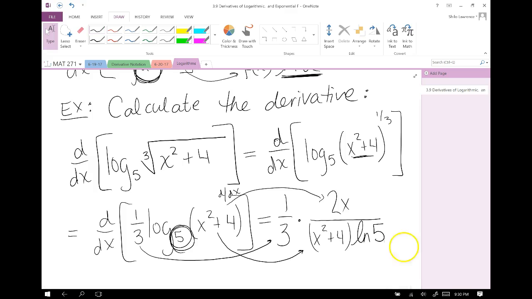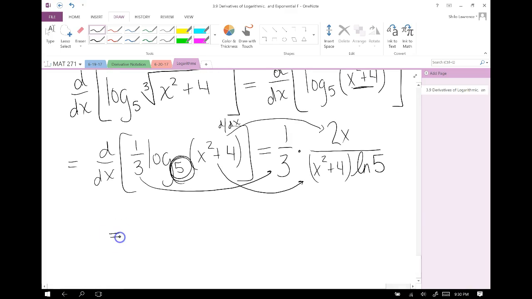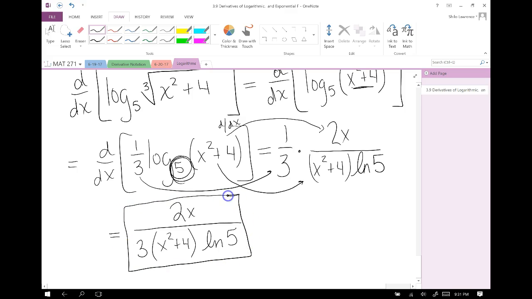So I'm going to clean this up just a tiny bit and write it all in one fraction. We've got 2x over 3 times x squared plus 4 times natural log of 5. Now the order that you write those three factors in the bottom really does not matter as long as all three of them are there. So by remembering that that cubed root is a 1/3 power and powers can get pulled out front, it saved us actually a lot of work. It saved us an extra chain rule and then a lot of extra algebra simplification later after the chain rule.